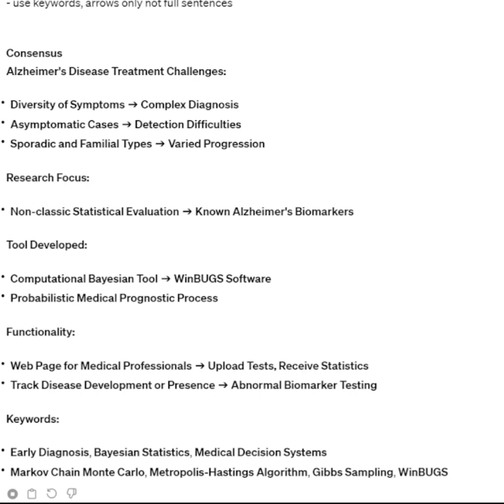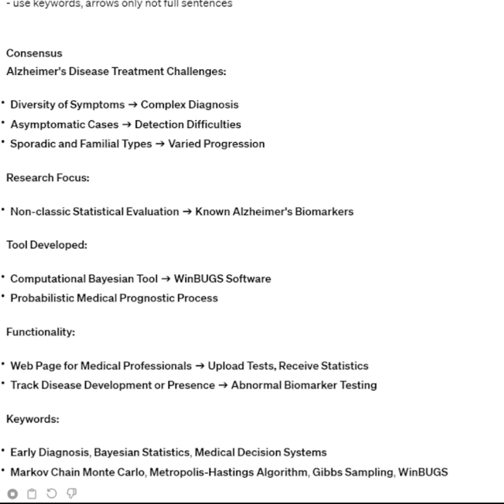Alzheimer's disease treatment challenges: diversity of symptoms, complex diagnosis, asymptomatic cases, detection difficulties, sporadic and familial types, varied progression. Research focus: non-classic statistical evaluation, known Alzheimer's biomarkers, tool developed, computational Bayesian tool, WinBUGS software, probabilistic medical prognostic process.